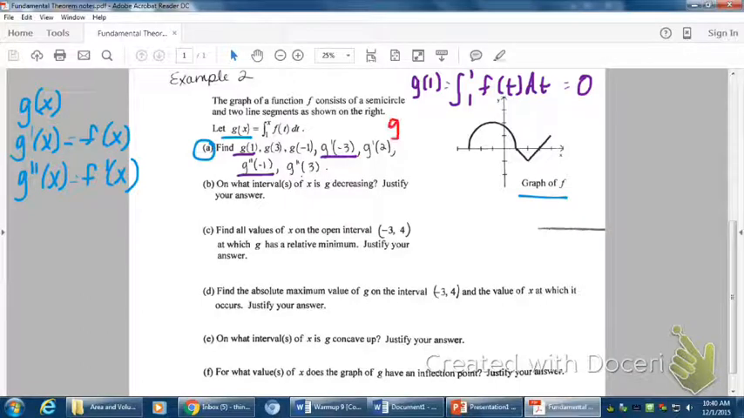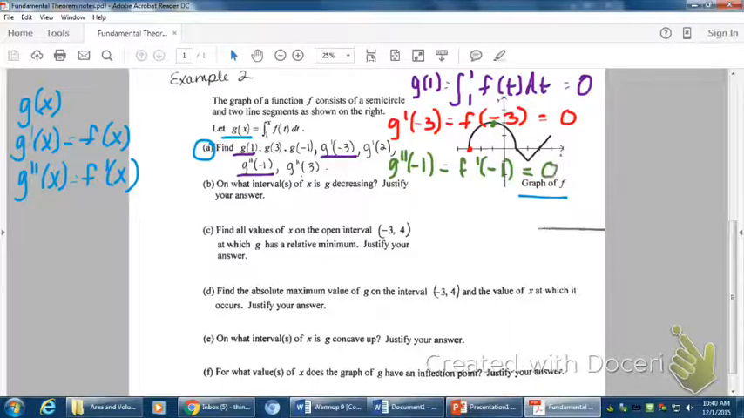Okay, let's do g prime of negative 3. We've already figured out that g prime is f, so that just means f of negative 3, and f of negative 3 just means the y value. So that's also 0. Alright, and then let's do g double prime of negative 1. We've already figured out that g double prime is f prime, so f prime of negative 1 means the slope at negative 1. That would be up here at the very top of the circle, and we know that slope is 0.